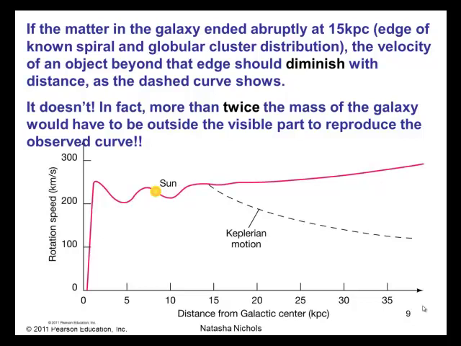So this is the actual rotation curve for the Milky Way galaxy. We have the rotation speed against distance from the galactic center. The fact that the red curve does not follow the dashed line, but instead stays well above it, indicates that additional unseen matter must be beyond that radius.